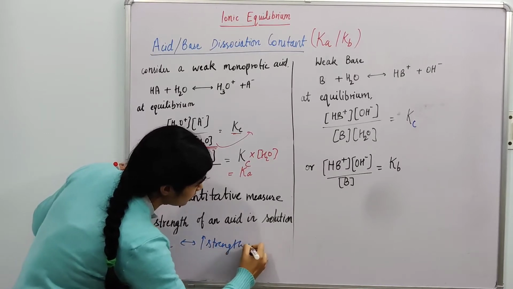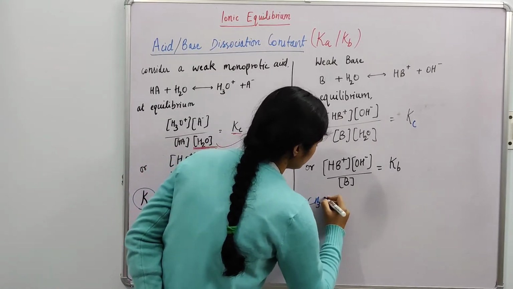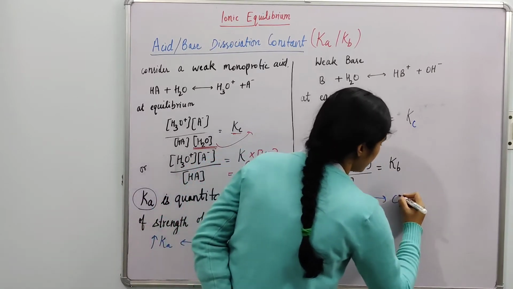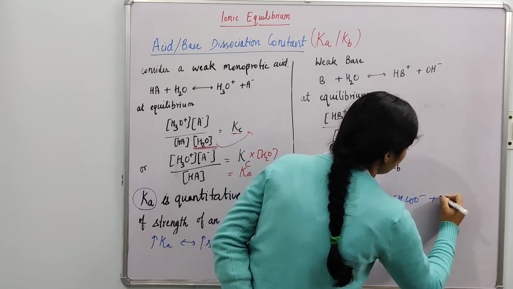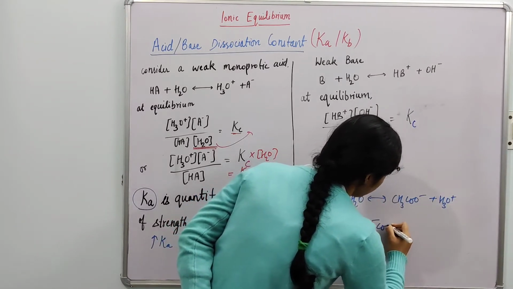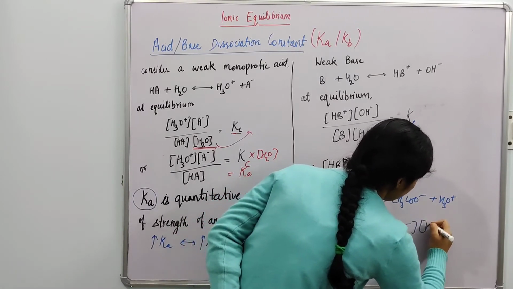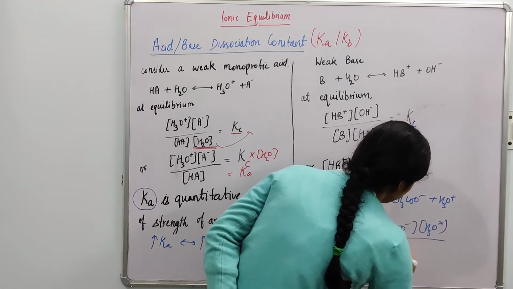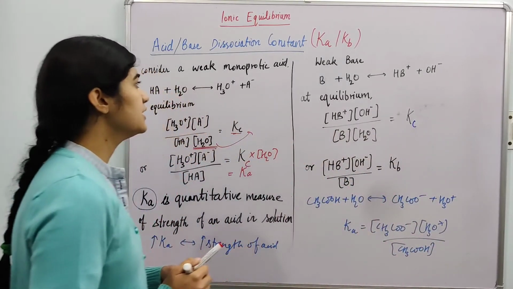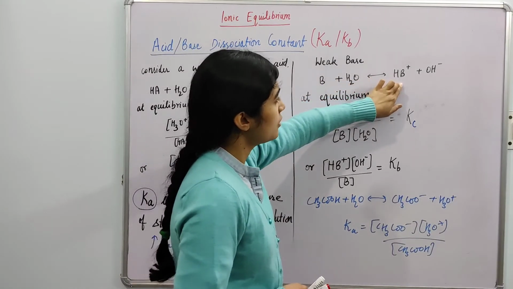Alright. And if we take an example of acetic acid, let's say CH3COOH plus water, the dissociation happens as CH3COO- plus H3O+. So your Ka is equal to the concentration of CH3COO- times H3O+ divided by CH3COOH.